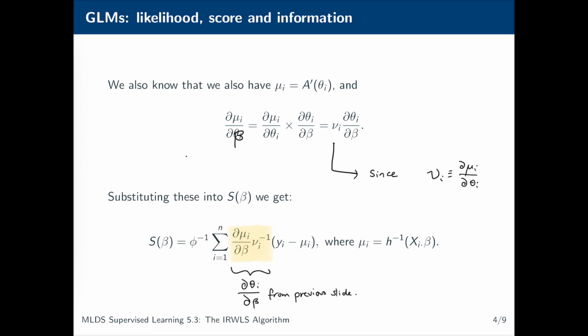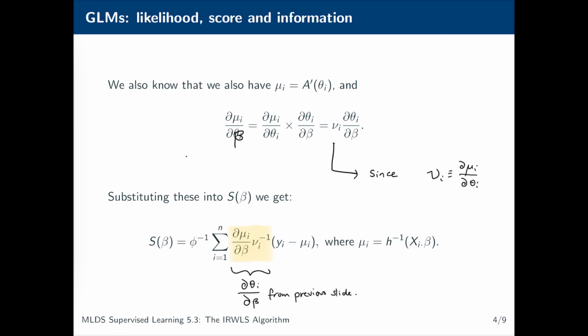We can incorporate into the expression that we just derived two additional facts. We know that we have the first derivative of the function a being equal to our parameter mu i here, and we can express the derivative of theta i with respect to beta here in terms of the variance function for that observation and the derivative of mu i with respect to beta. Substituting these into the score function that we had previously to replace that term relating to theta i, we get the following expression.